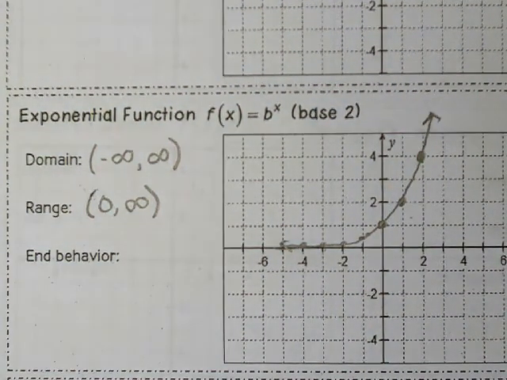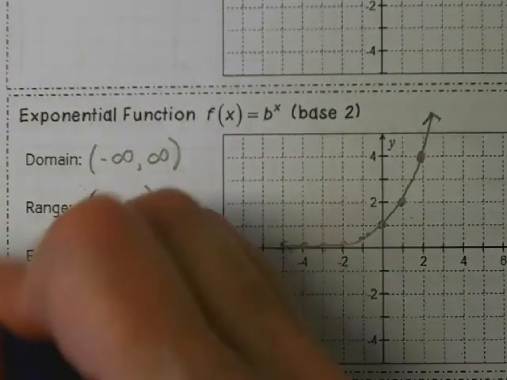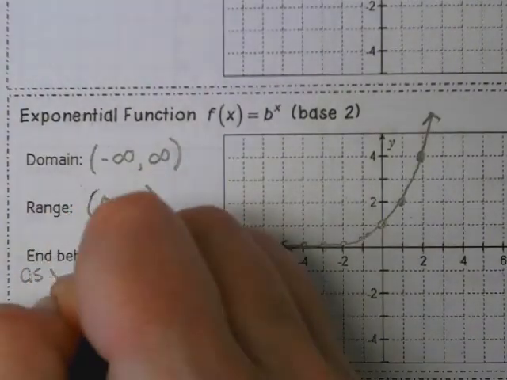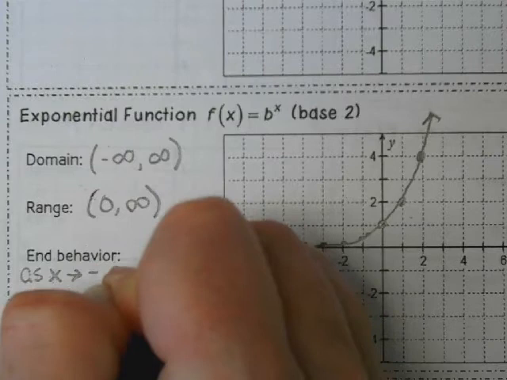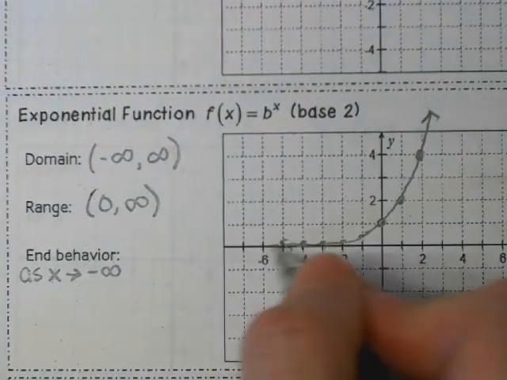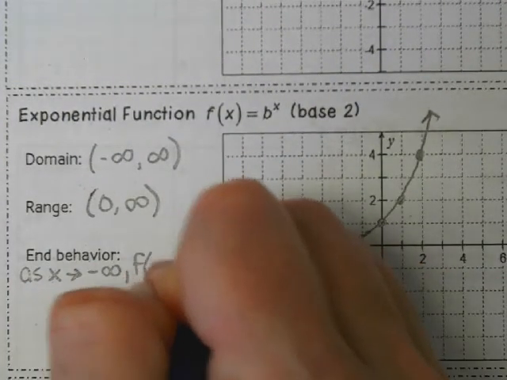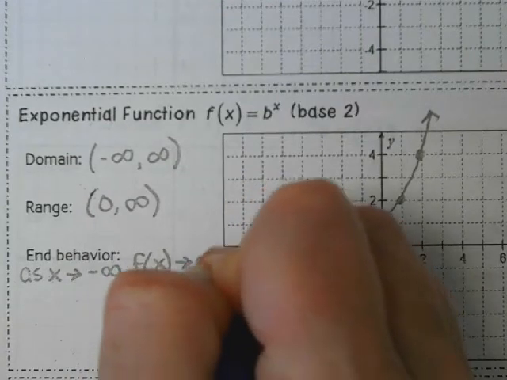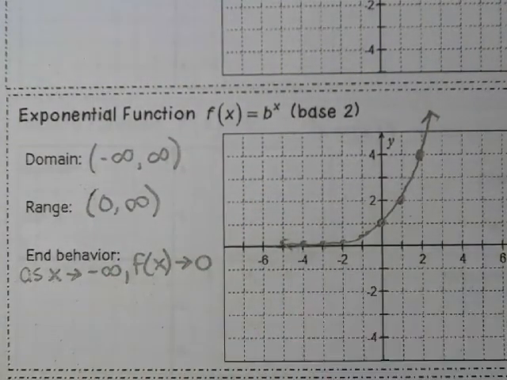Okay, let's look at our end behavior on that. So as x approaches -infinity, our function is approaching 0. It's headed right towards that horizontal asymptote.